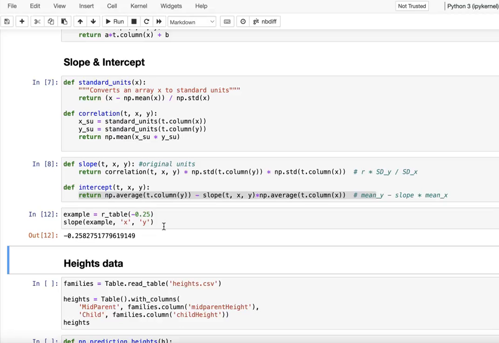Okay, so next I want to go back to the family height example I showed you at the end of the last lecture. But since this video is about 15 minutes, I will show it quickly in the next video.